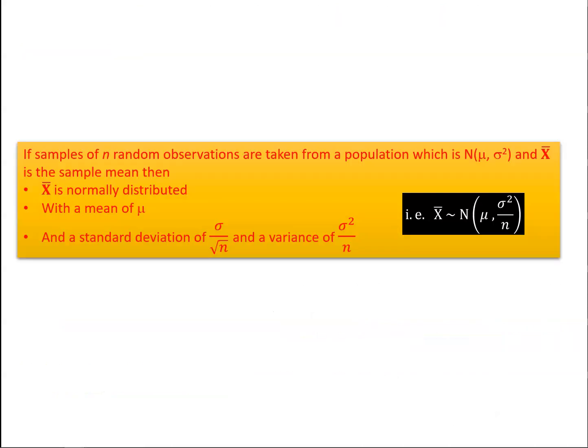Okay, now the other big thing we've got to remember is the result that we saw from an earlier video, which said that if we take samples of n random observations from a population which is normally distributed with mean mu and variance sigma squared, and calculate the sample mean of our samples, then the sample mean is going to be normally distributed with a mean of mu and a standard deviation of sigma over root n, or equivalently a variance of sigma squared over n, which means that we can say that the sample mean x bar is normally distributed with mean mu and variance sigma squared over n.